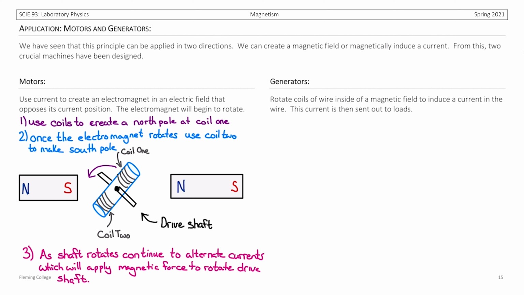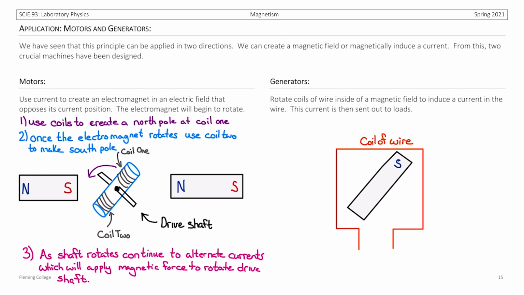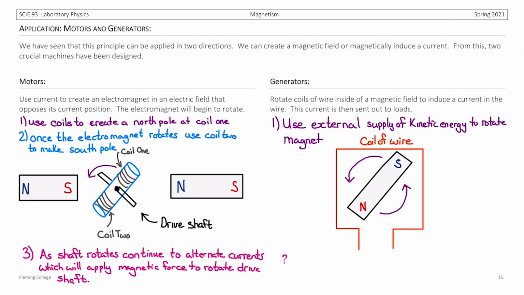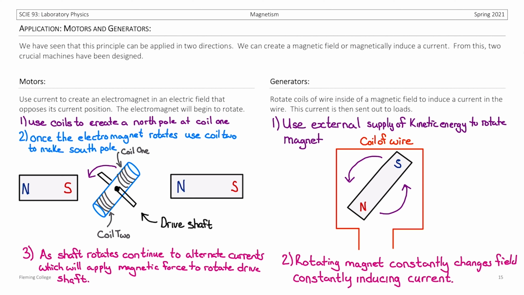Generators try to do the opposite. Generators will use kinetic motion to rotate coils of wire or a fixed magnet inside of the other entity. Here, we'll take a coil of wire and we'll draw a fixed magnet inside of that coil, and we'll use that external supply of kinetic energy to rotate the magnet. The rotating magnet constantly changes the magnetic field, which constantly induces alternating current in the coil. The principles behind these two devices are not that complicated, though the implementation of them is quite nuanced.